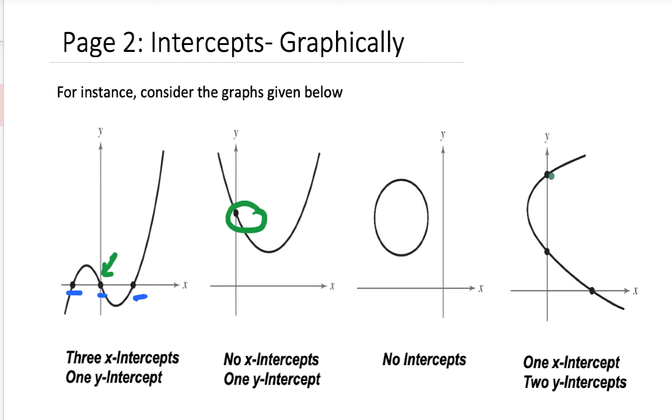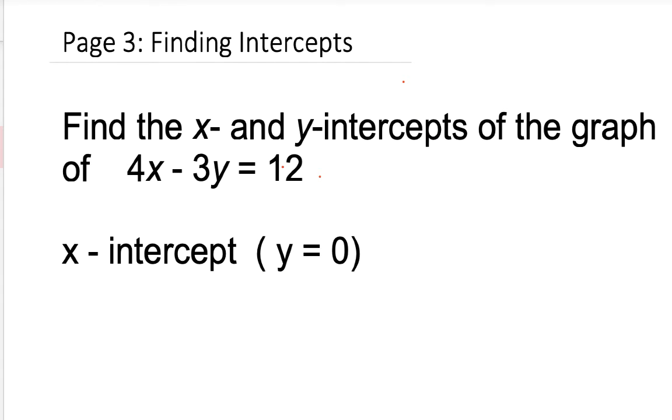Now, in the fourth graph, we have 2 y-intercepts. So this is intercept number 1 and intercept number 2 on the y-axis. And we have only one x-intercept, and the x-intercept is over here. Now, let's learn how to find these intercepts algebraically.